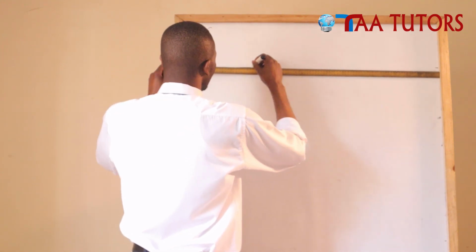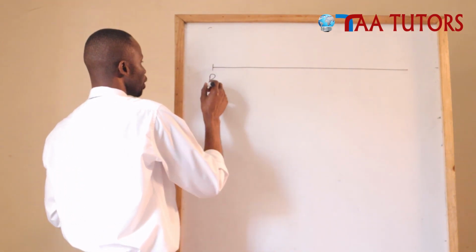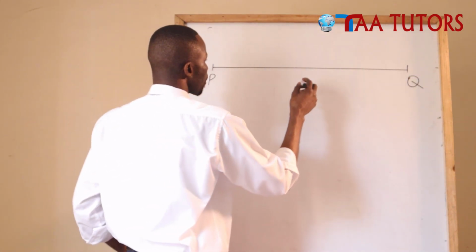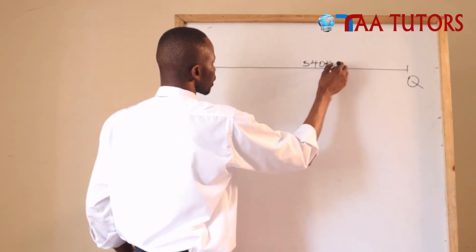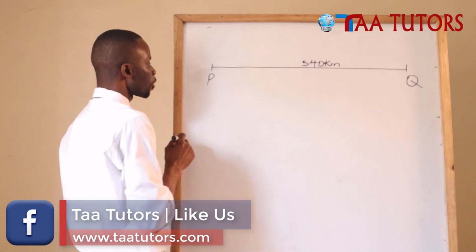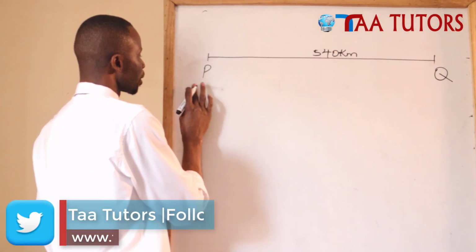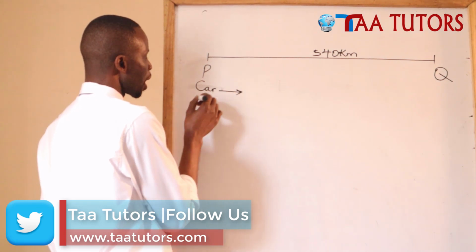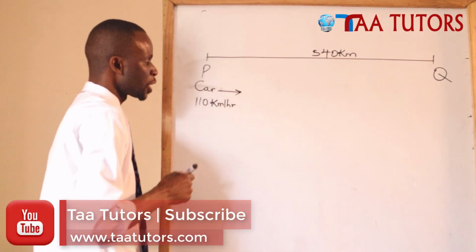Initially, we looked at bodies moving from town A to town B. In this case, I want to talk about bodies that move from town P to town Q. And I want to assume the distance from town P to Q is 540 kilometers. That's the distance between town P to Q. From town P, we have a car. A car is moving from town P to Q, and this car is moving at 110 kilometers per hour. That is the average speed.